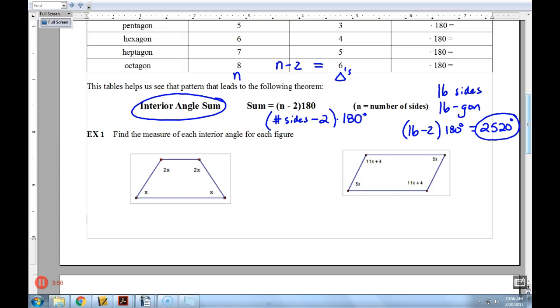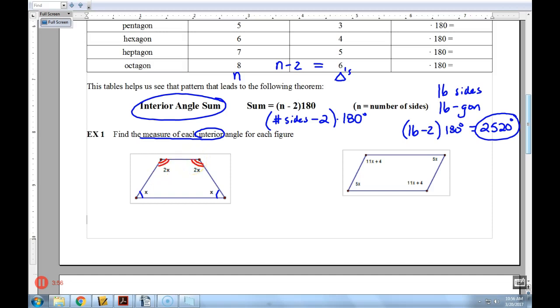Now we're going to apply a little bit of algebra to this. It says find the measure of each inside angle. So it looks like we have some matching ones. These bottoms are going to be the same. These tops are going to be the same.